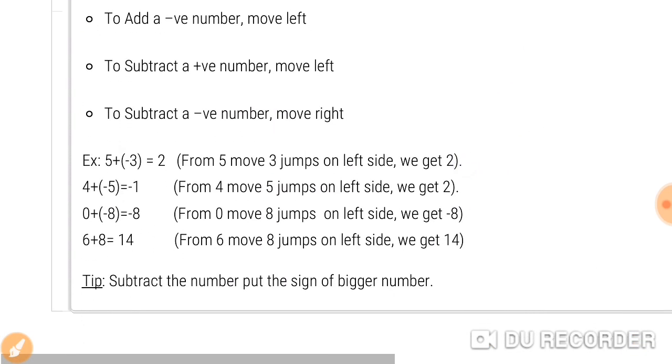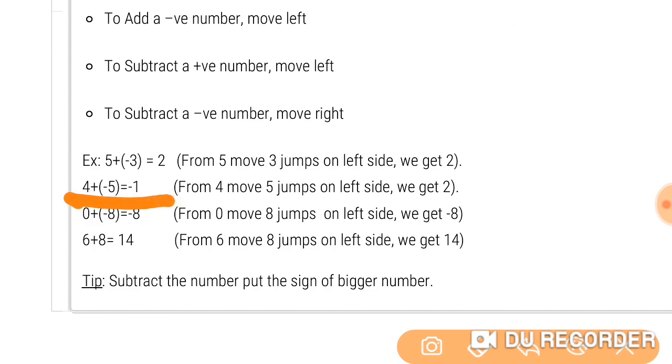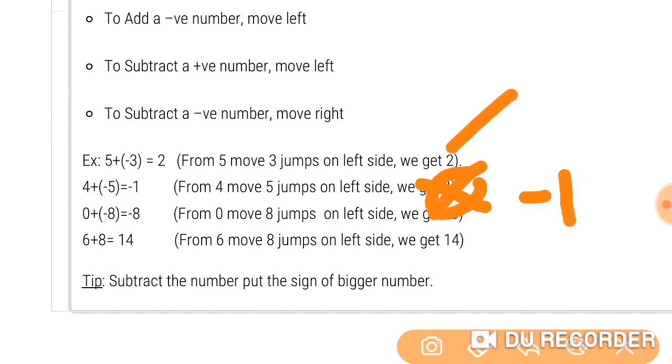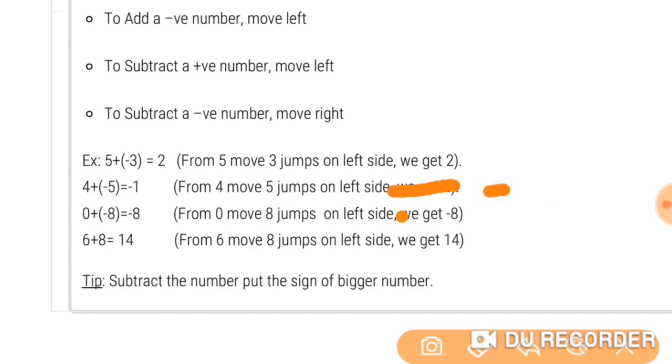You can see the answer here. From 4, move 5 jumps on the left side, we get minus 1. This is wrong actually, it should be minus 1. Sorry, from 4 moving 5 jumps on the left side, getting 2 is a wrong answer. It should be minus 1 here. So printing mistakes, make the correction.